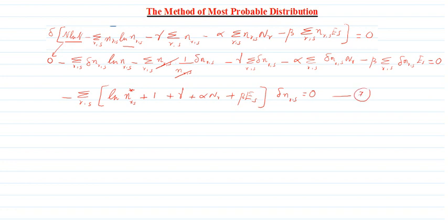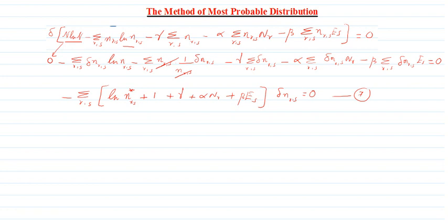Now you know that in this expression delta NRS is arbitrary. We have taken delta NRS as arbitrary. So delta NRS is arbitrary. So for equation number 7 to be satisfied, either delta NRS can be 0 in all cases, or else the first term should be equal to 0. So for the summation to be 0 for any arbitrary value of delta NRS, we can say that the quantity in the bracket must be 0.